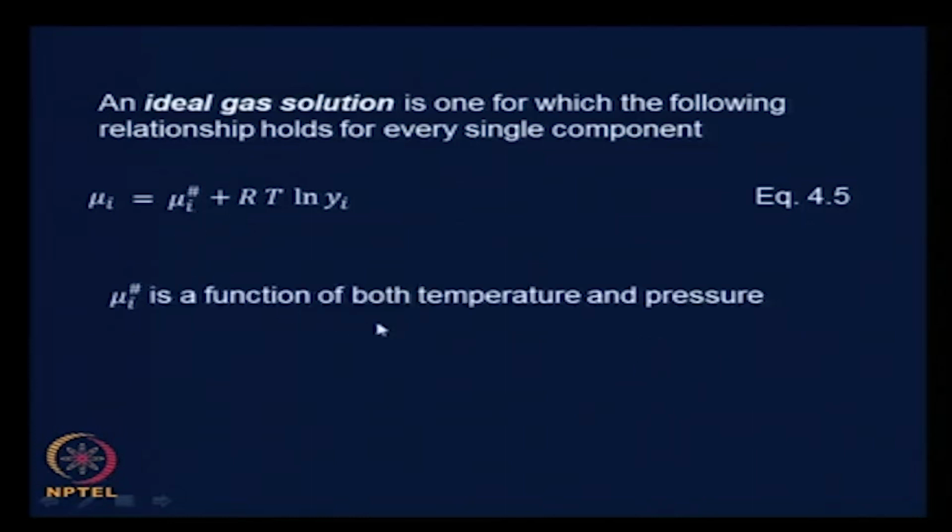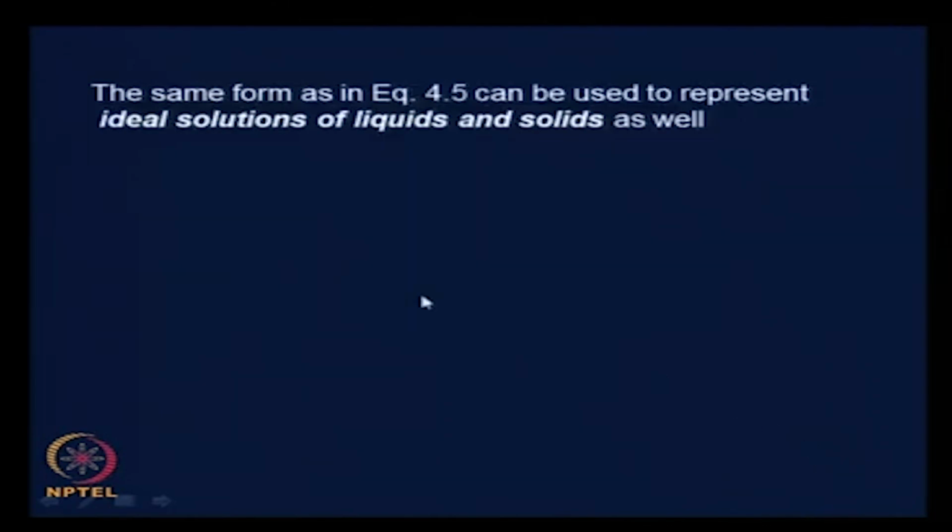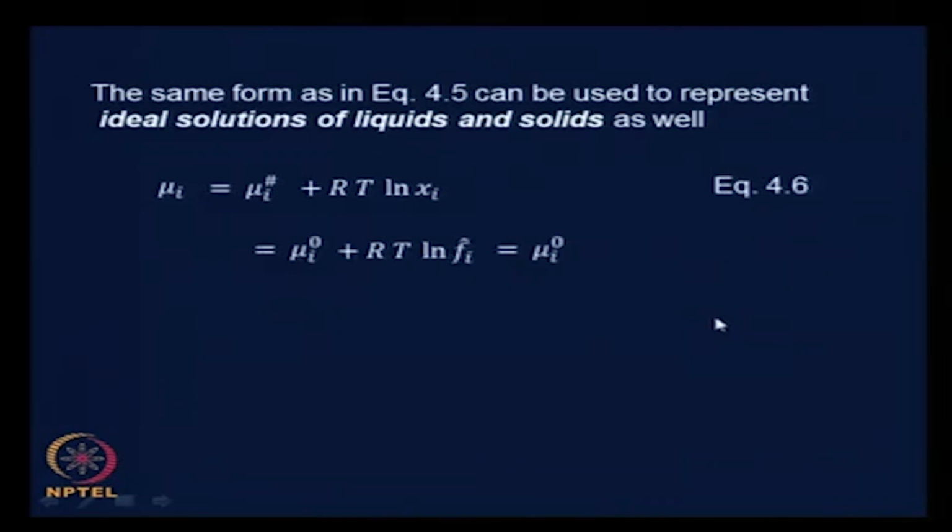y_i is the mole fraction of the component in the ideal gas solution. Mu_i hash is a function of both the temperature and pressure, but not necessarily equal to mu_i naught plus RT ln P, and the ideal solution of liquids and solids can also be expressed in the same way: mu_i equals mu_i hash plus RT ln x_i, where x_i is the mole fraction of the component i in the ideal solution of a liquid or a solid. The equivalent expressions in terms of the fugacity coefficients were also given.